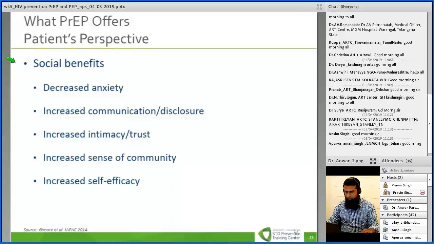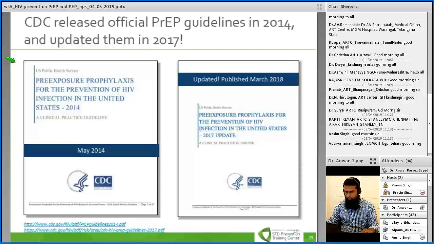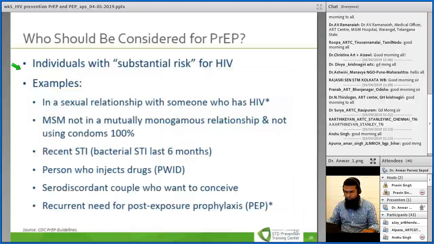About the patients' perspective: because of all this advocacy, people know about HIV, and even those who are indulging in high risk behaviors are somewhere concerned about acquiring HIV infection, even though they may or may not say it out loud. So because of PrEP, those who are at high risk may feel decreased anxiety, increased communication or disclosure, increased intimacy or trust, increased sense of community, and increased self-efficacy. And this was actually documented by the study. So this is what PrEP offers to the patients.